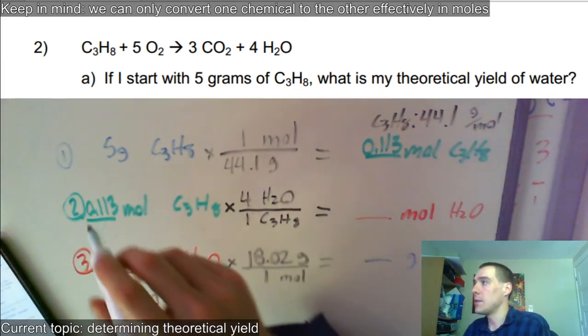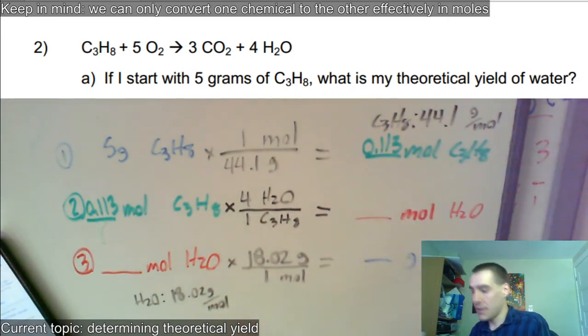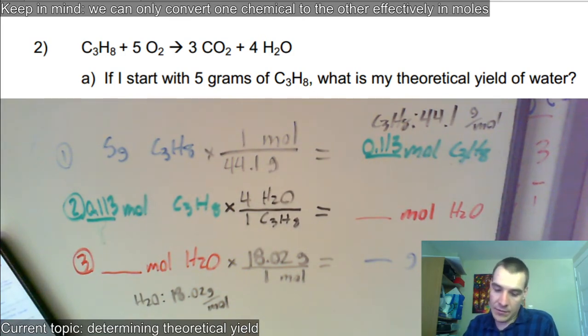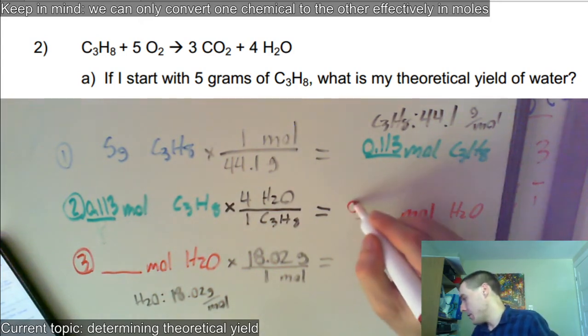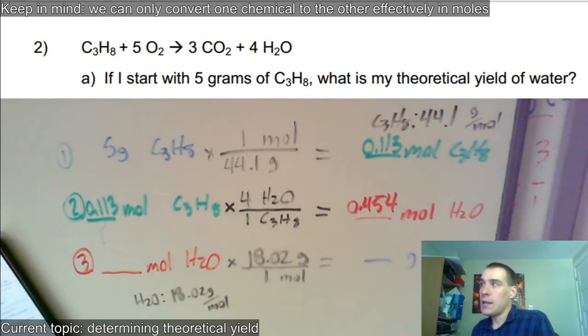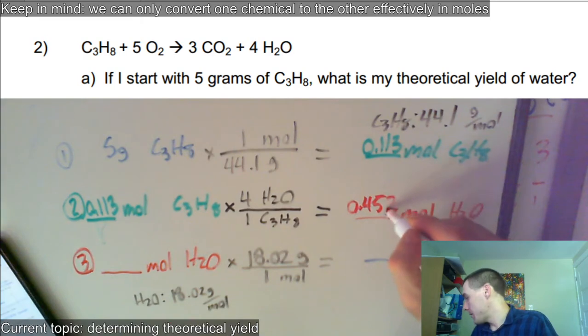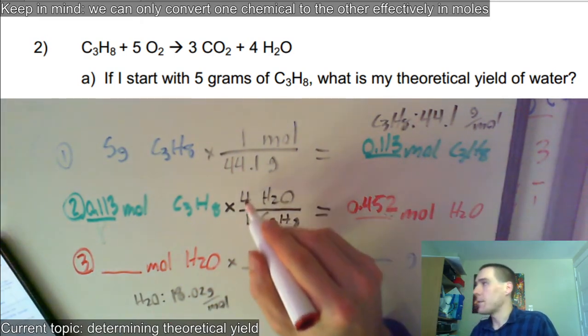Now we're in step 2, to go from moles to moles, and that's through the mole ratio. So we're multiplying by 4 and dividing by 1. I take my 0.113 and multiply it by 4, and I get 0.454 moles of H2O. I actually kept the numbers in my calculator, so it's rounding for me. You guys might have 0.452. Let's stick to 0.452, because I did times 4 divided by 1.